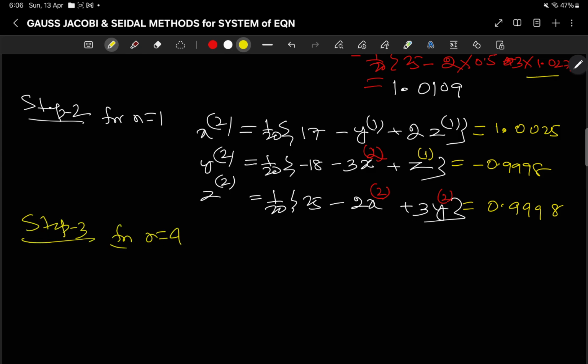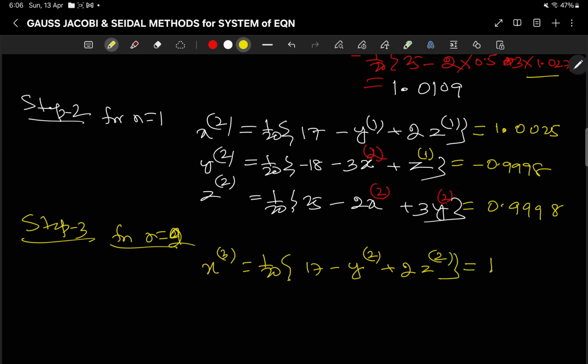Now in my step 3, for n is equal to 2, we have x3 is 1 by 20. Here the results of the previous step are used, okay, and this is simplified to get 1.0000, right? Sorry, up to 4 decimal places I am writing. It is 1.0000.